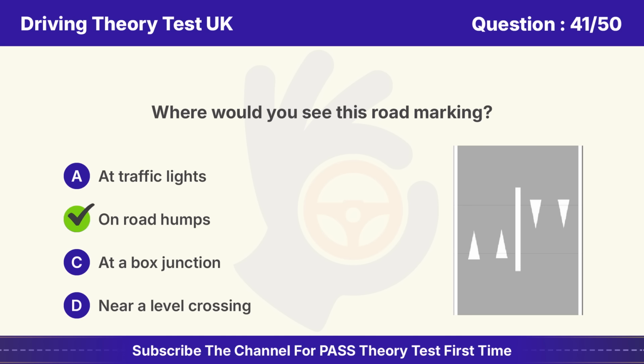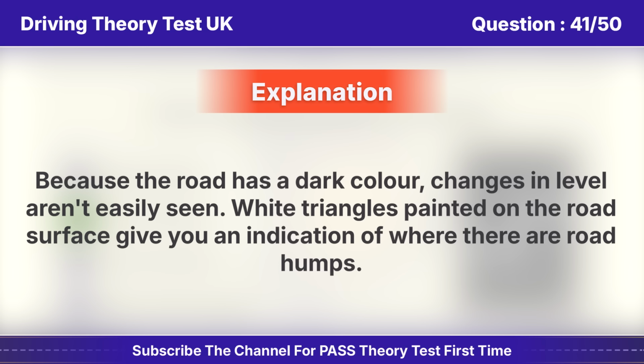Answer is B. On road humps. Because the road has a dark color, changes in level aren't easily seen. White triangles painted on the road surface give you an indication of where there are road humps.